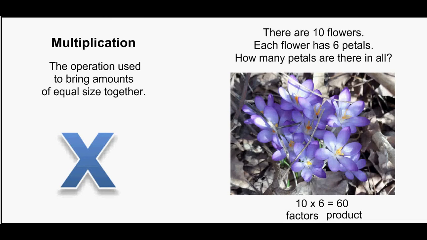The numbers we are multiplying together are called factors. The answer is called the product.